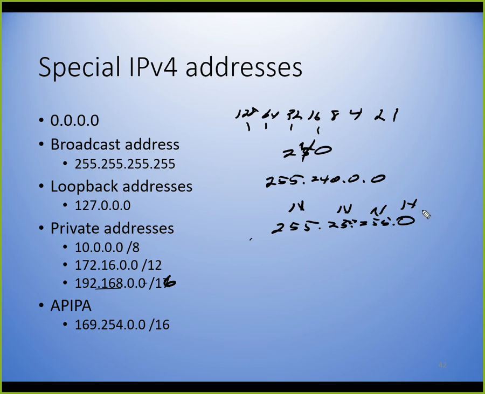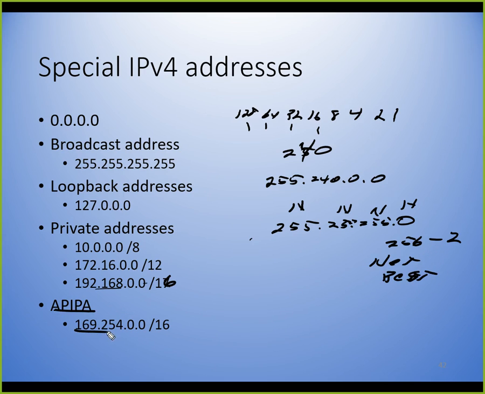host. So we have 256 addresses, but we have to subtract 2 of them because we have to reserve one for the network address and one for the broadcast address when we do those.